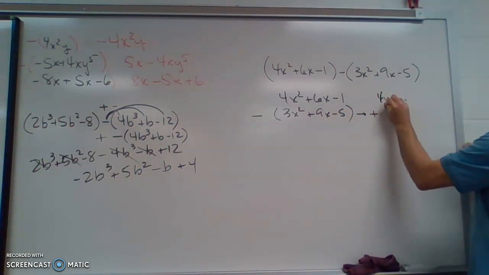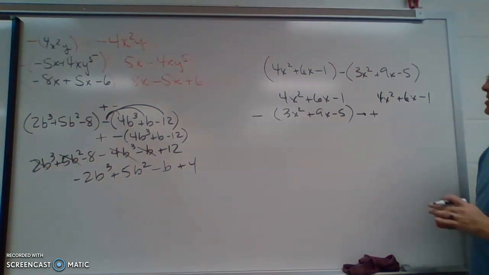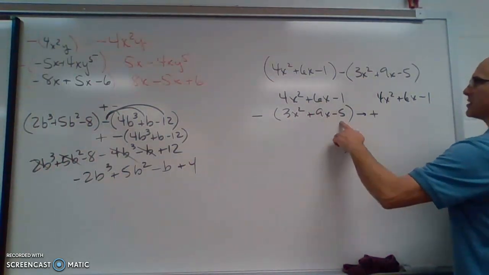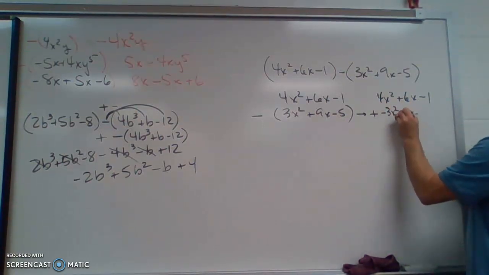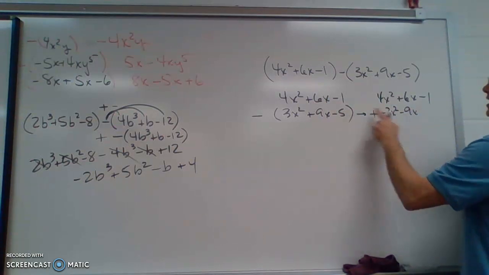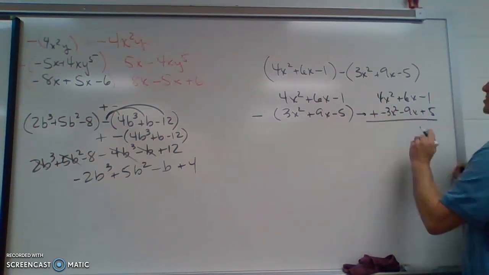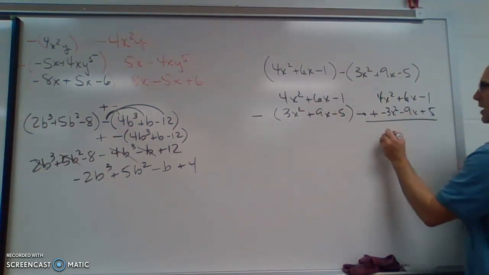Okay, so let's rewrite this. You can do whatever you feel is easiest to you. Okay? So we are going to take the opposite of each of these terms and then add it. So this is a negative 3x squared, a negative 9x, and then the opposite of this is a positive. Okay? So now we can simply add 4x squared and a negative 3x squared.